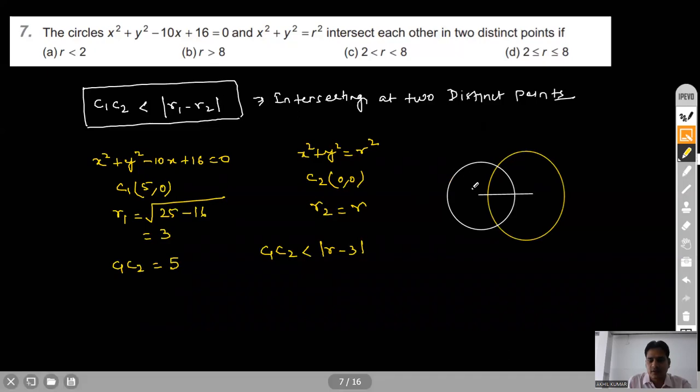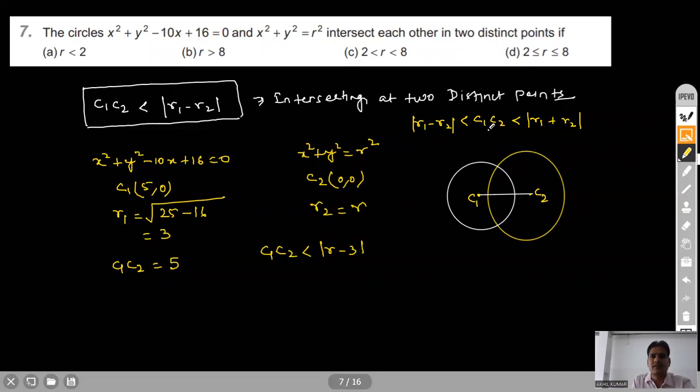So this is the center of this circle. This is the center of the second circle, right? If both the circles are intersecting, that means the distance between them must be less than R1 plus R2, and this C1C2 must be greater than R1 minus R2. Then only these circles will intersect, right?